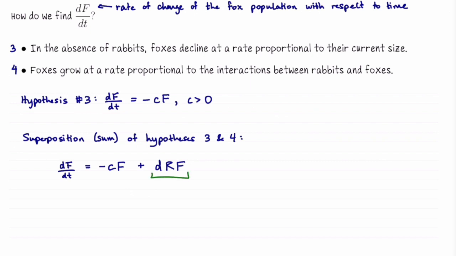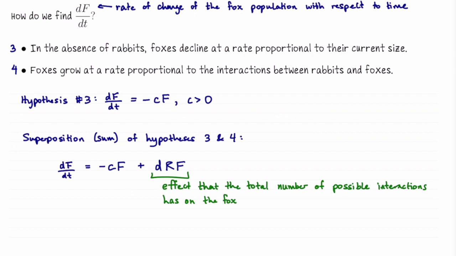where once again this latter term is measuring the effect that the total amount of possible interactions has on the fox population. It's of course positive because the more interactions we have, the more the foxes can eat rabbits, so this is going to increase their population. With this equation, we pick up two more parameters, c and d, and the way I've set this up with the signs, both of those are also positive.